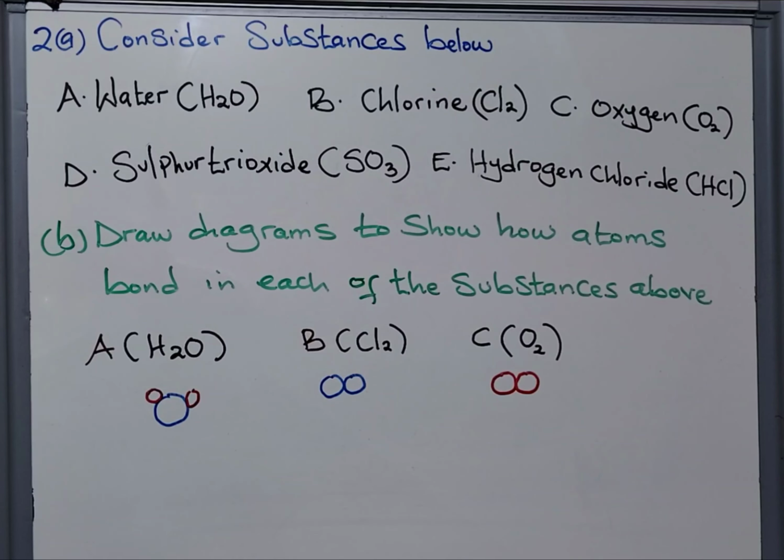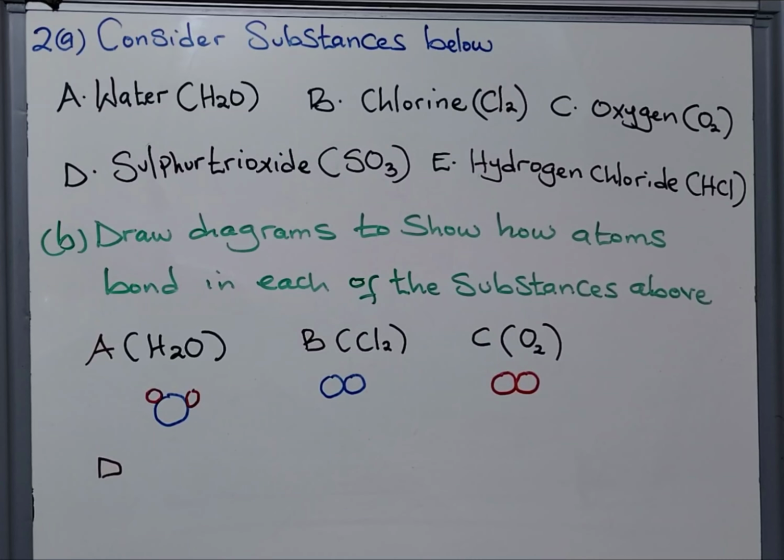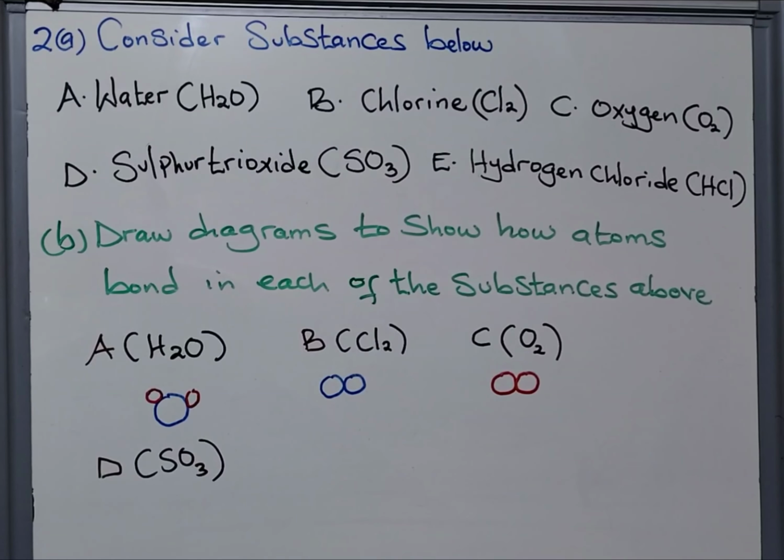Okay. Then we come to D. The formula for D is SO3. Sulfur trioxide. And what does that mean? It means that you have one atom, in this case, which is sulfur, with the three attachments. That one, and that one.